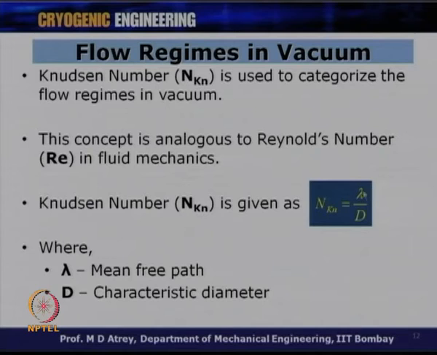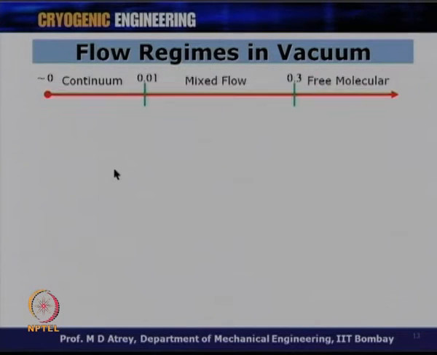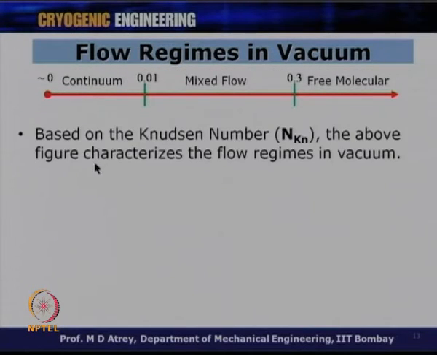As we have lower and lower pressure, the value of lambda will go on increasing. That means the Knudsen number will go on increasing as we have better and better vacuum. According to the value of this Knudsen number, we will have different flow regimes in vacuum. So, based on the Knudsen number Kn, the above figure characterizes the flow regimes in vacuum.